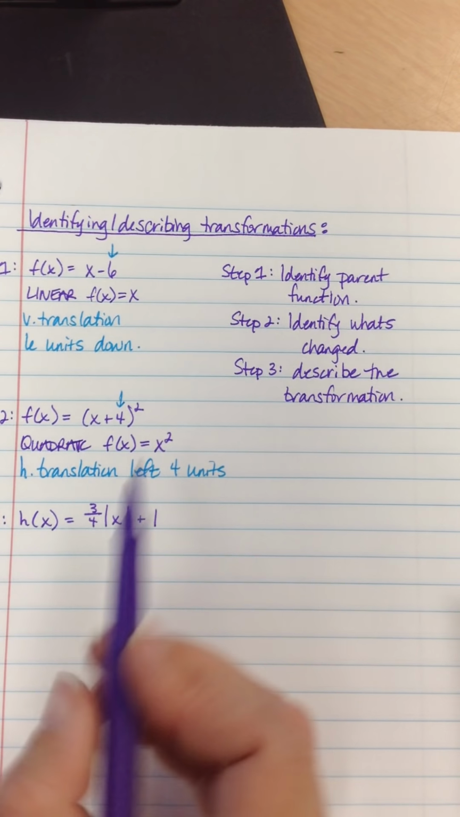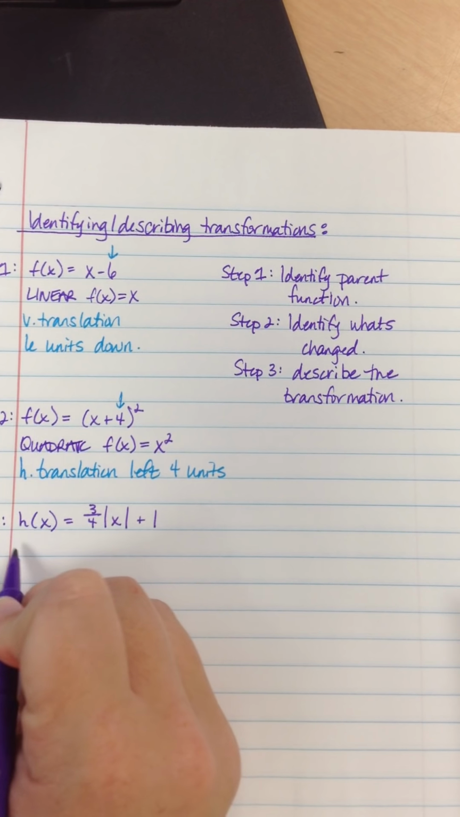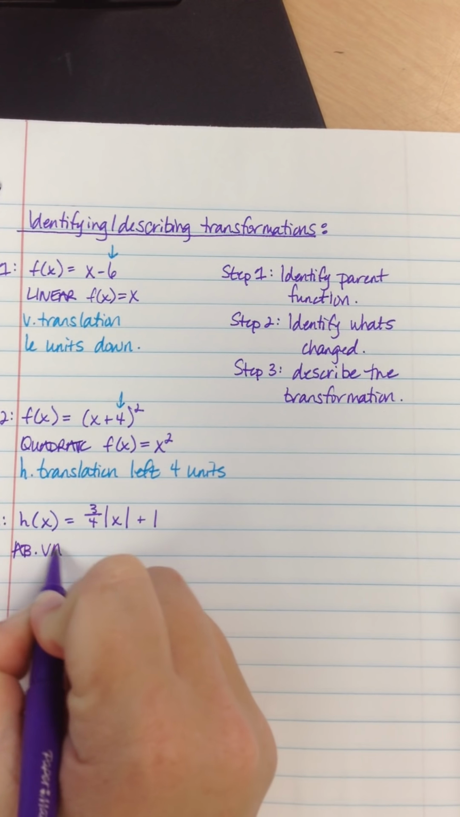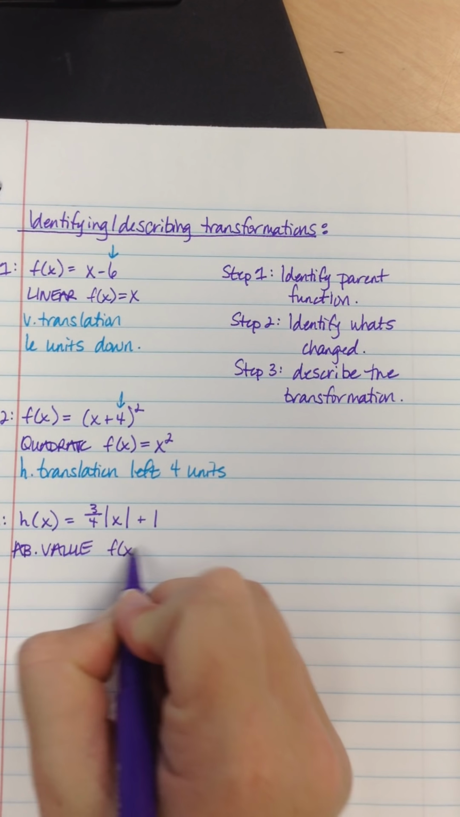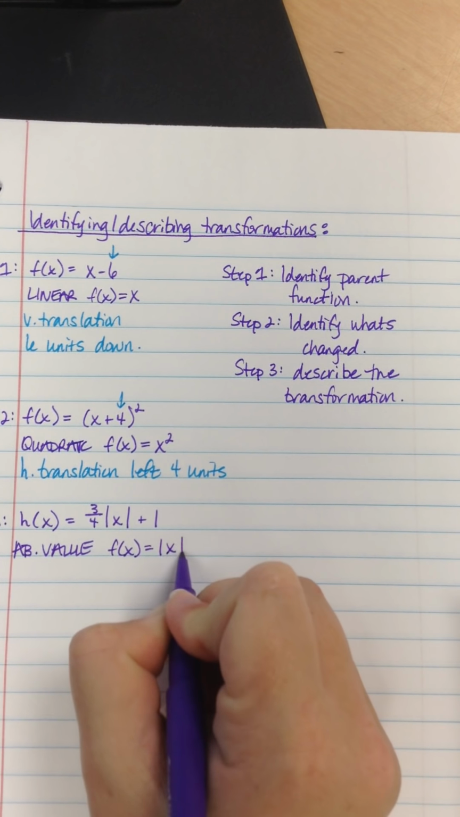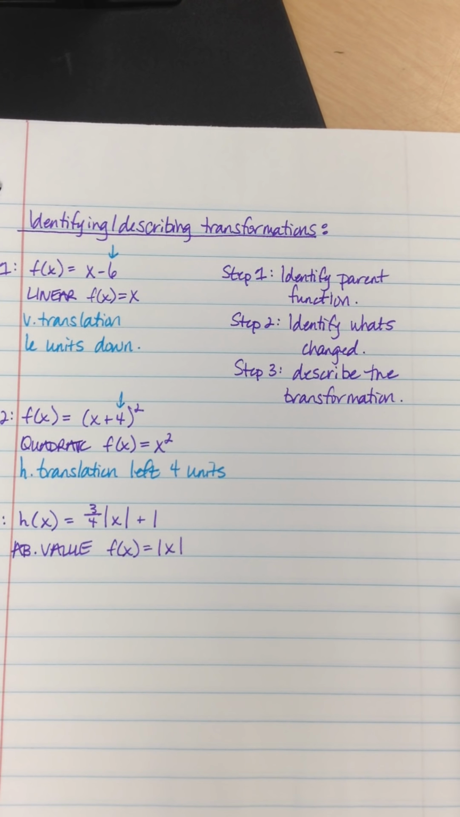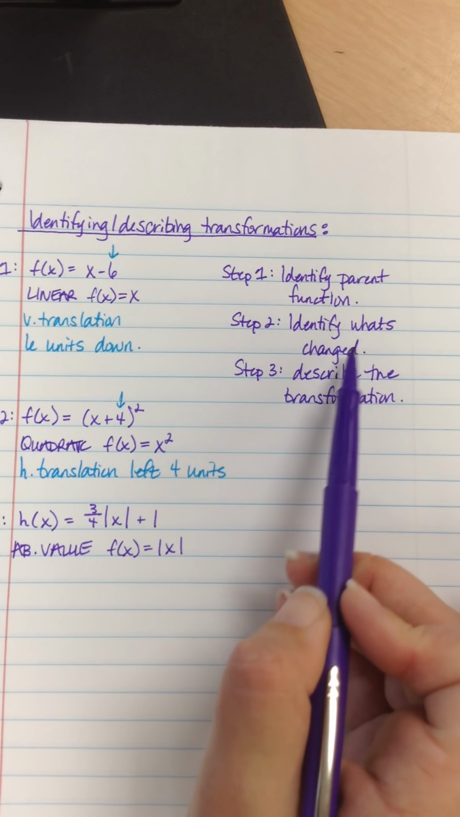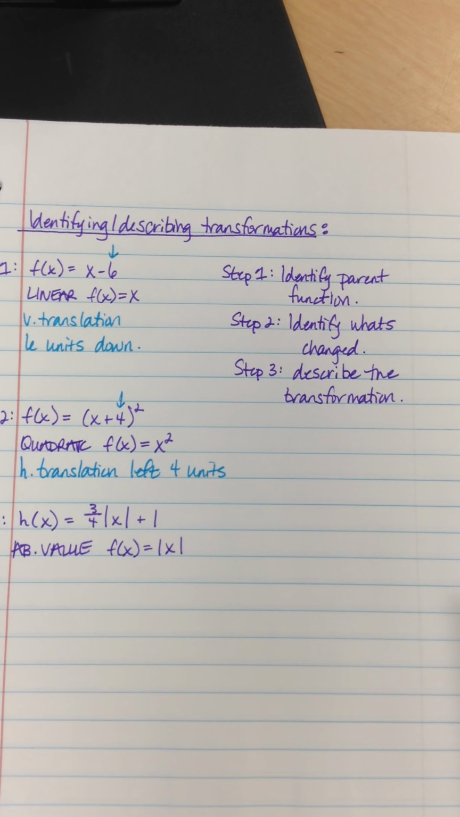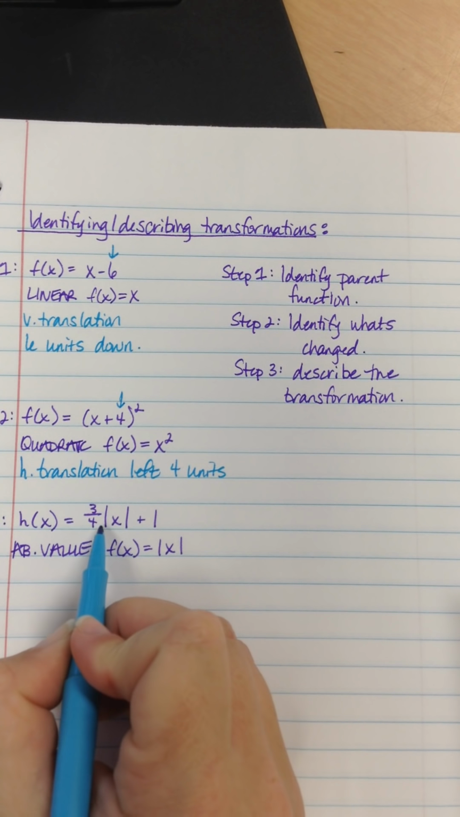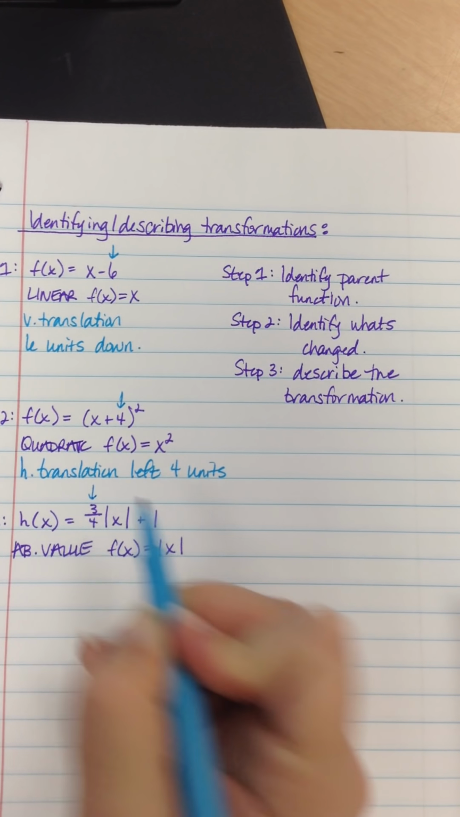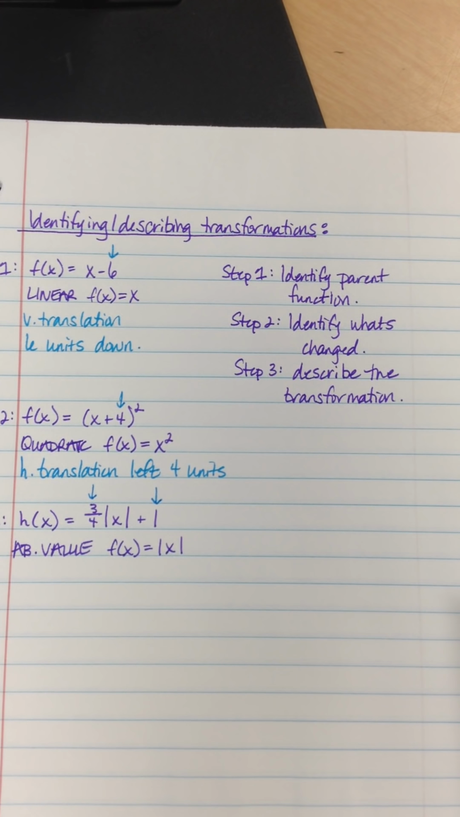First step, parent function. Jail bars automatically tell you you have an absolute value parent function. And the original equation for absolute value, f of x equals just absolute value of x. Step 2, identify what is changed. Again, we're going to put arrows over anything that is changed from the original equation to what we have now. So originally we just had this portion, which means the 3/4 is new and the positive 1 is new. So this time we have more than one thing that's new, and that's fine. Each of these things are their own transformation.